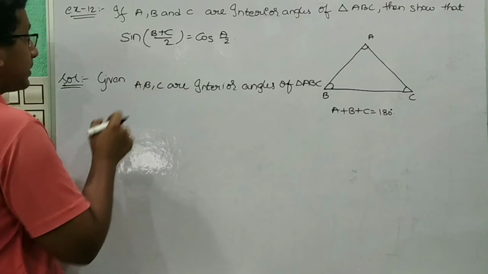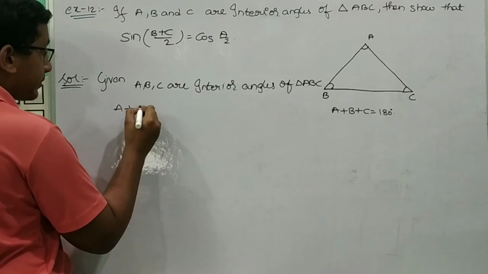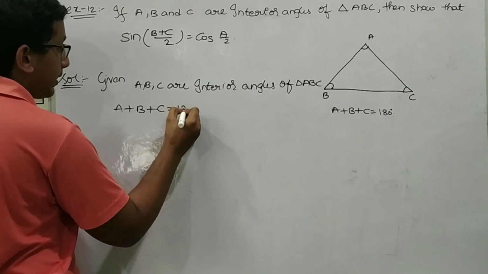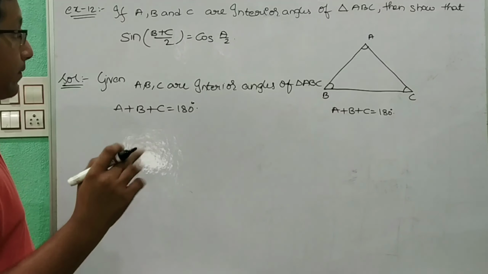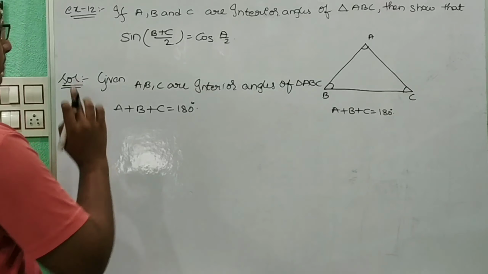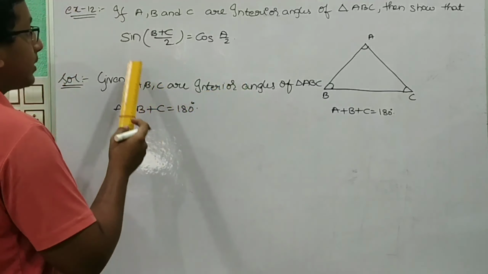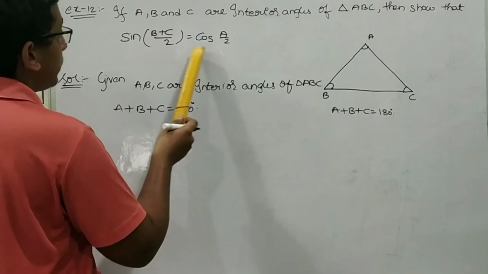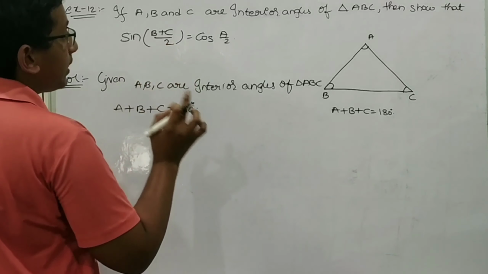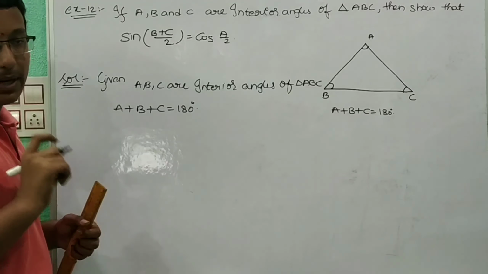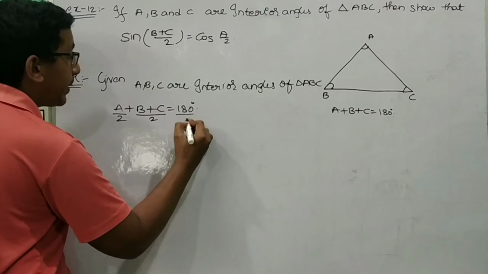Our next step is to write the angle sum property: A plus B plus C equals 180 degrees. Now after taking this, you should divide the whole term by 2. First of all, see what they are asking to show: sin of (B plus C) by 2 equals cos A by 2. Here B plus C is divided by 2 and A is divided by 2, so keep A by 2, B plus C by 2 and 180 by 2.